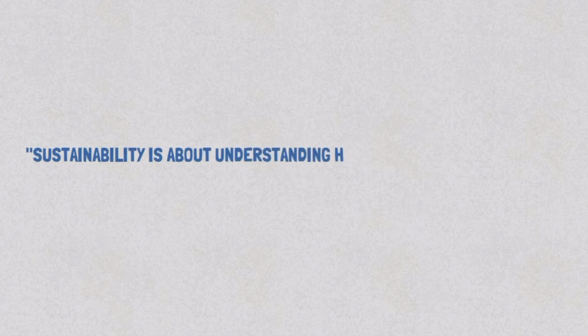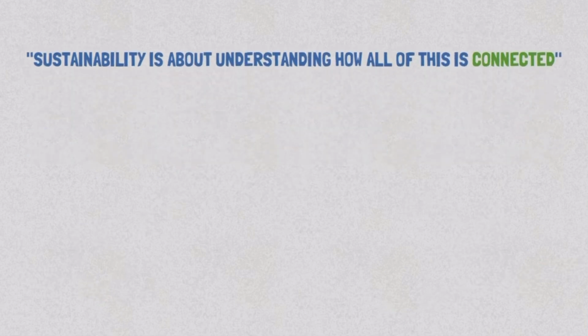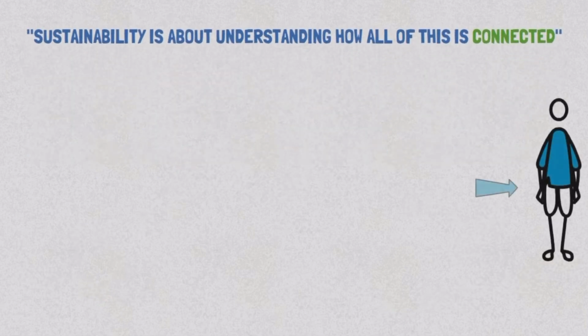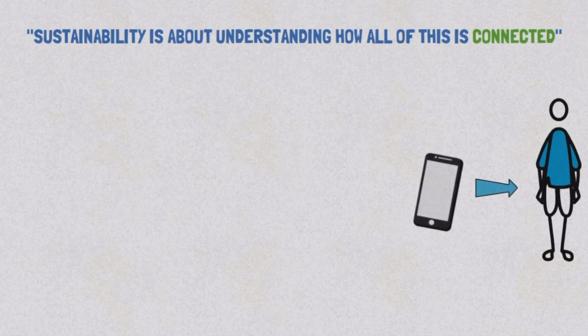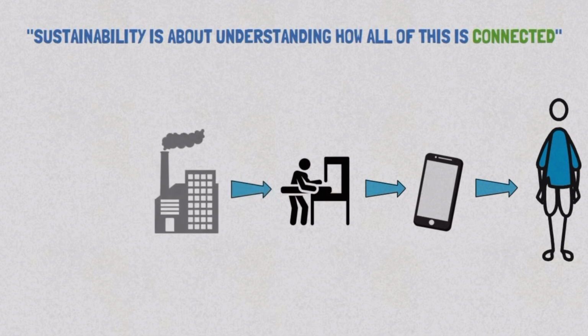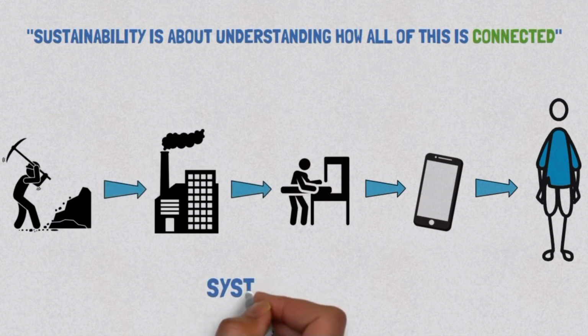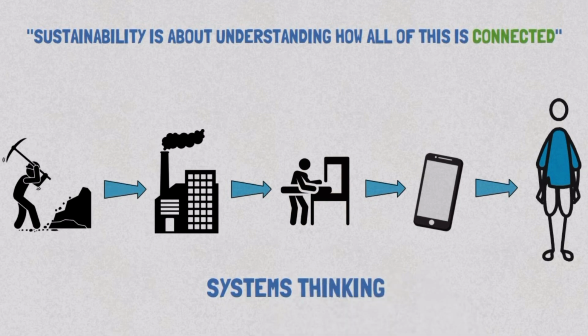So ultimately, sustainability is about understanding how all of this is connected, understanding that when you make a decision to buy a smartphone, you are impacting someone's life on the other side of the planet who's involved in mining the materials to put in that smartphone. So sustainability is about systems thinking.